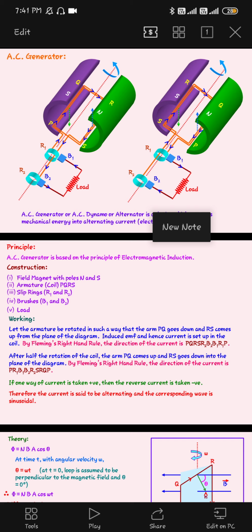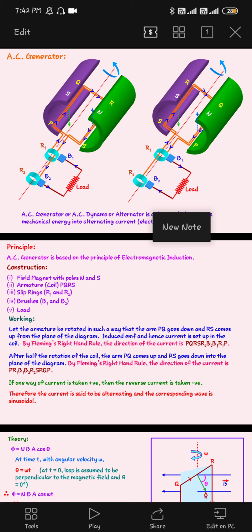So what is the principle behind it? It is based upon the principle of electromagnetic induction. That means it is based upon the application of Faraday's law. So whenever the magnetic flux linked with a coil changes, an induced EMF or induced current is set up in the coil.